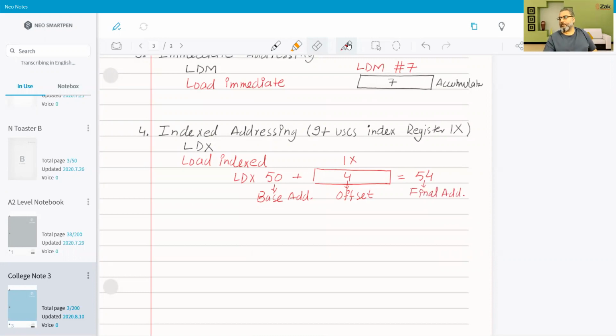Okay, so what basically happens when we write this command load index ldx, we give a base address and the system keeps changing the content of the index register. That content of the index register is added to the base address to find the final address to access the memory.